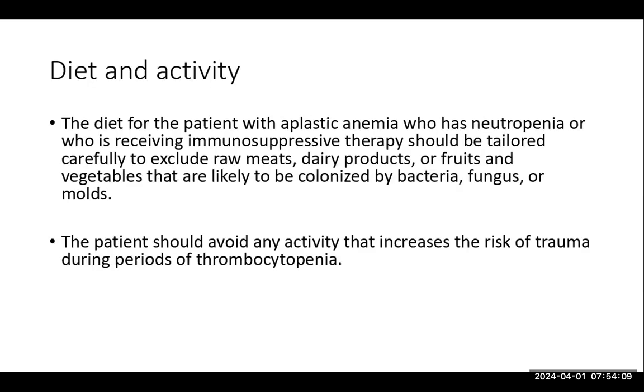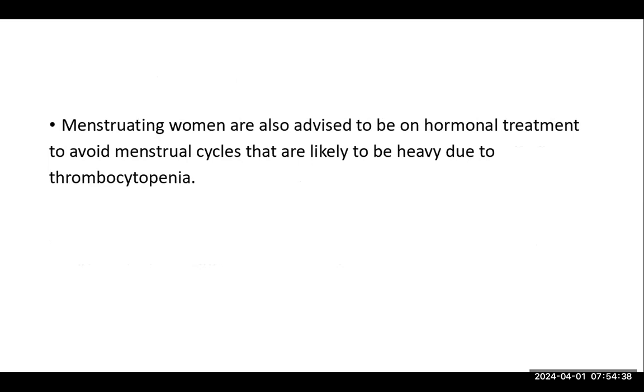So they also mentioned diet and activity in managing these patients with aplastic anemia who have neutropenia or are receiving immunosuppressive therapy. It should be tailored to exclude raw meat, dairy products, and fruits and vegetables that are likely to be colonized by bacteria, fungus, or mold. The patient should also avoid activity that will increase the risk of trauma during periods of thrombocytopenia. And menstruating women are also advised to be on hormonal treatment to avoid menstrual cycles that are likely to be heavy due to thrombocytopenia. These are my references. Thank you.